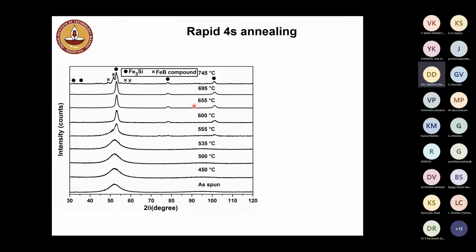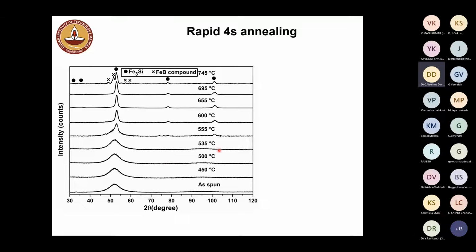And if you increase the temperature further until 695, it is only the Fe3Si crystals that are present, which have the DO3 structure. And if you increase the temperature to 745, other phases of borides form. And when the borides form, the material loses its soft magnetic behavior because these borides are hard magnetic phases.